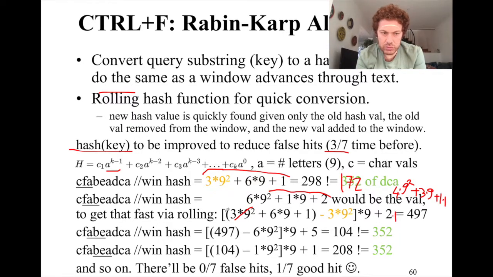factor. So what is the newcomer? It is b. B has a cost of 2. So if you do this arithmetic, I have this value 497, which is not equal to 172. So continue. Okay, so that was the idea.